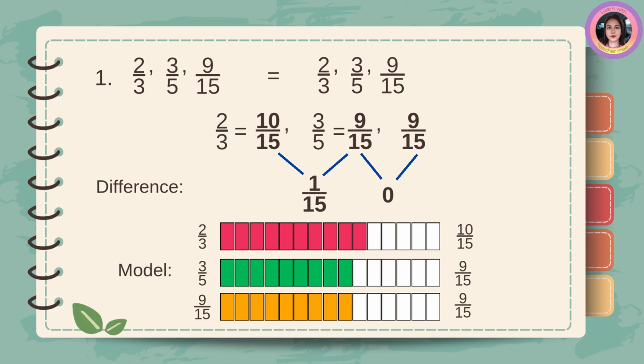Look at the fraction bars. If we arrange the fractions in descending order, the first one is 2/3 or 10/15. The next one is 3/5 or 9/15, and the last one is 9/15.